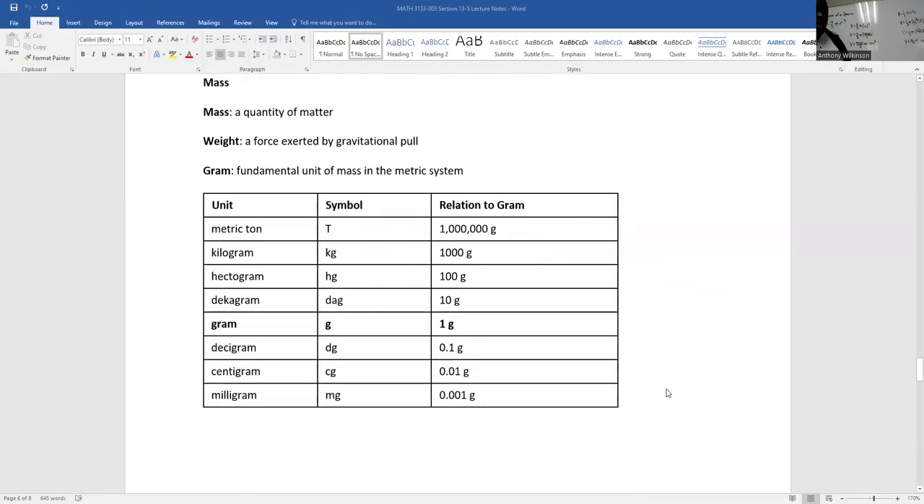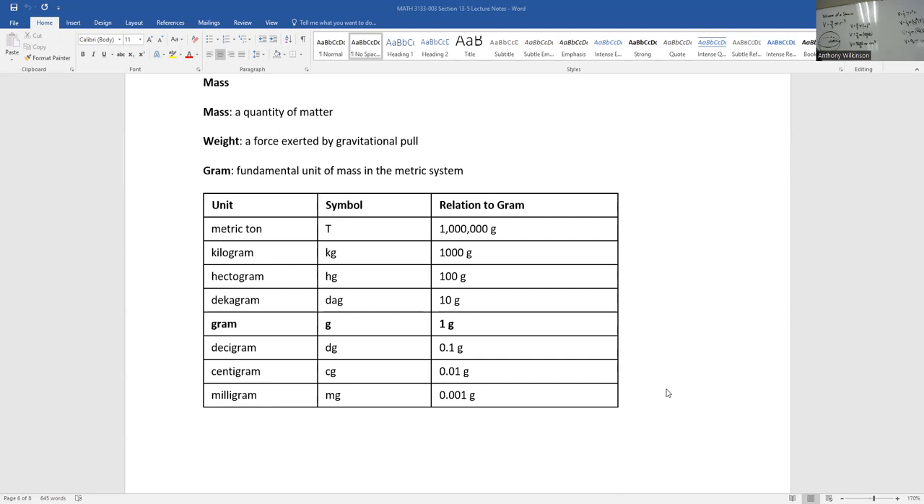Okay. All right, mass is nothing more than a quantity of matter. Okay, that's different from weight, because weight is a force that is exerted by gravitational pull. You might have had a course in physical science or a course in chemistry that talked about the difference between mass and weight. When you're dealing with mass, you're dealing with matter. Weight is just a force that's used by gravitational pull. That's usually going to be pounds, ounces. But the fundamental unit of mass in the metric system, we use grams.